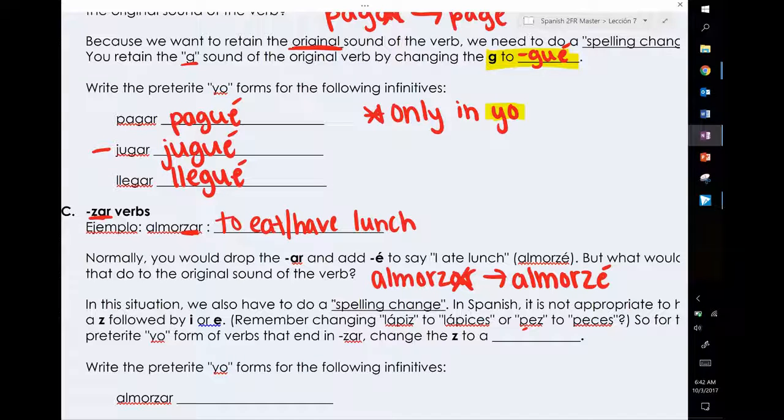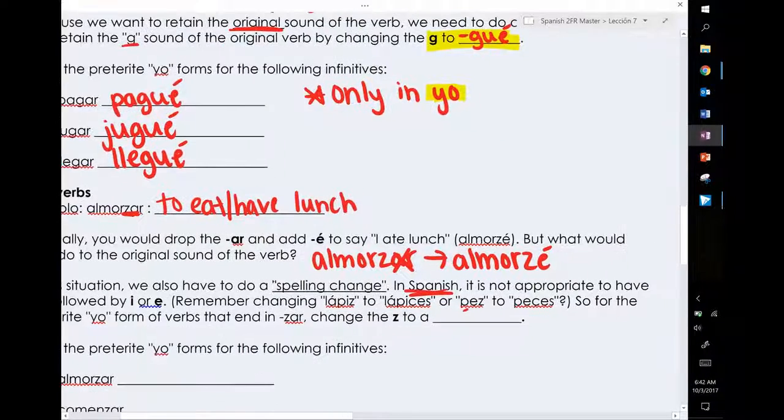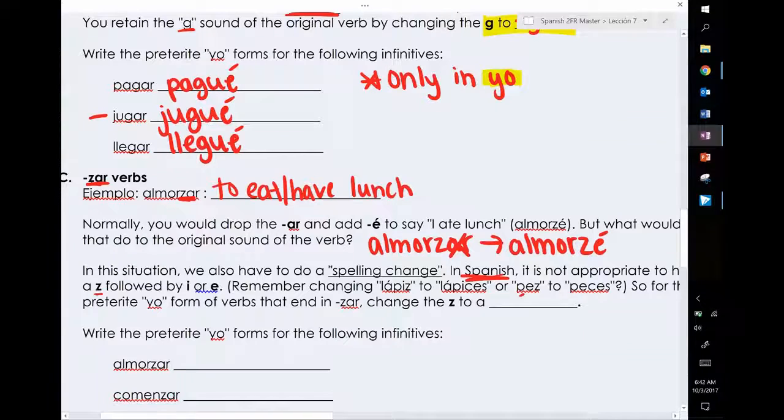But for whatever reason, there's a rule in Spanish that says it is not appropriate to have a Z followed by an I or an E. I don't know why. It's just the rule. If you think about what you may have learned in Spanish 1, if you have lápiz, pencil, when you make it plural, it changes to lápices. Pez, fish, changes to peces when you make it plural. So that Z changes to a C.